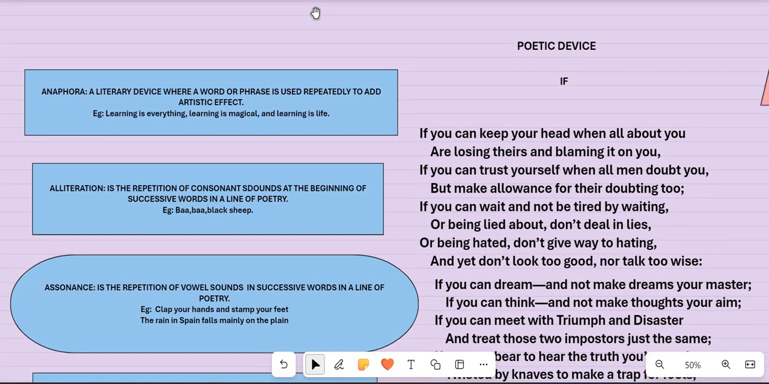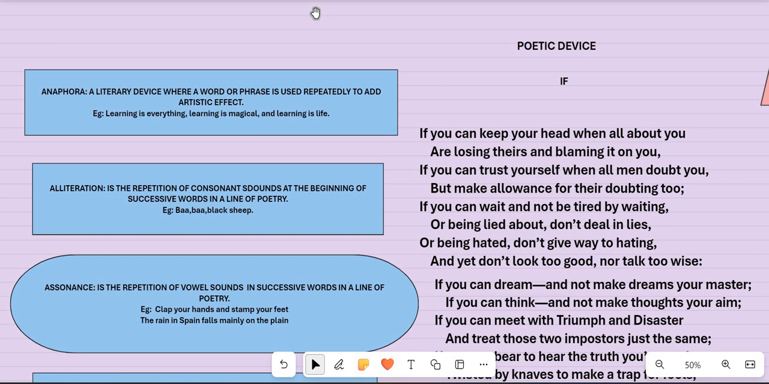Now, the next literary device that we are going to learn here is alliteration. Alliteration is something that is very familiar to all the students in the class, right? Why has it become so familiar? Because it is easy for you to find alliterative sounds, right? So in alliteration, you have to find repetitive consonant sounds in a line in poetry.